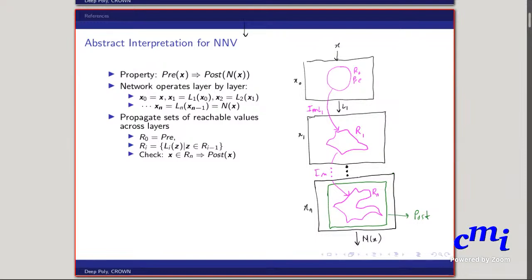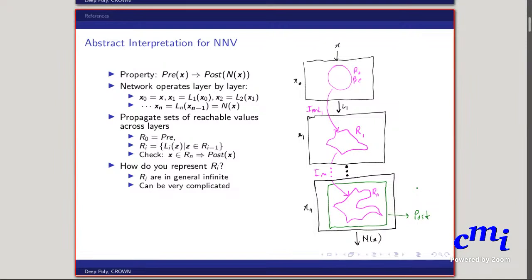And we want to show that that is inside this post, right? So this is a good strategy. Start with this pre-prop as a set and propagate it across the first layer. Take an image, then you get this first image, then you take an image again and you get the second image R2 and so on, right? And then finally you get this Rn and you check whether that is completely contained in post.